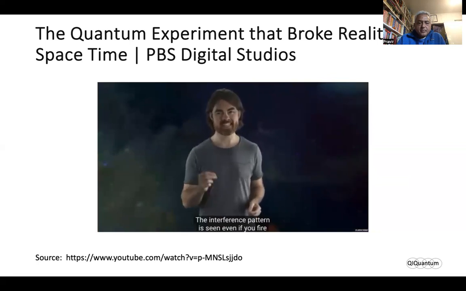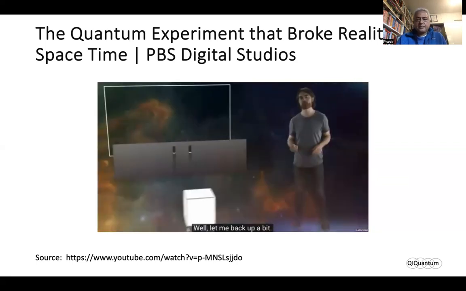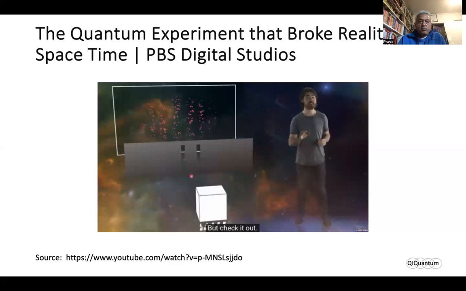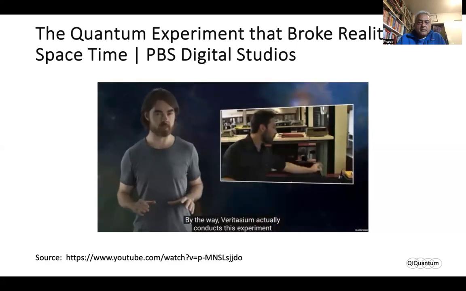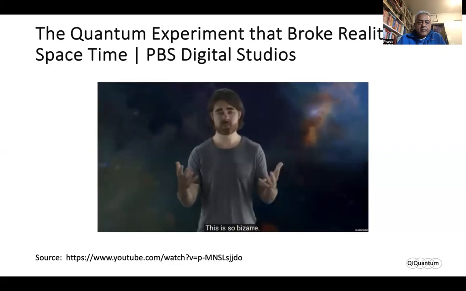The interference pattern is seen even if you fire those photons one at a time. Well, let me back up a bit. The first photon is detected as having arrived at a very particular location on the screen. The second, third, and fourth photons also, they deliver their energy at a single spot. And so they appear to be acting like particles of well-determined position. But check it out. If you keep firing those single photons, you start to see our interference pattern emerge once again. By the way, Veritasium actually conducts this experiment in his excellent series on the double-slit experiment. Really worth a look.